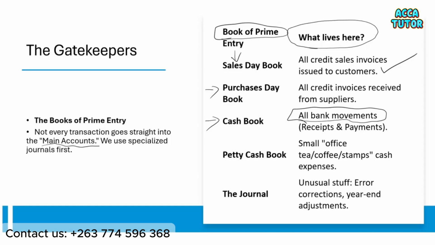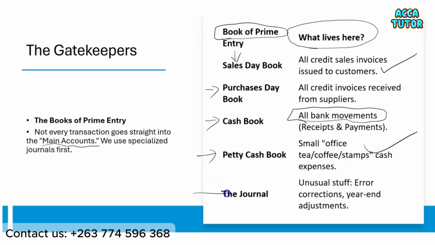All right, and only some petty cash, some small amount of cash, is going to be kept in our safes at the offices, at the shops, or at our working environment. So in that case, we will use what is called the petty cash book. This one records some small amount of money. So small office tea, coffee, stamps, cash expenses are then recorded in the petty cash book.